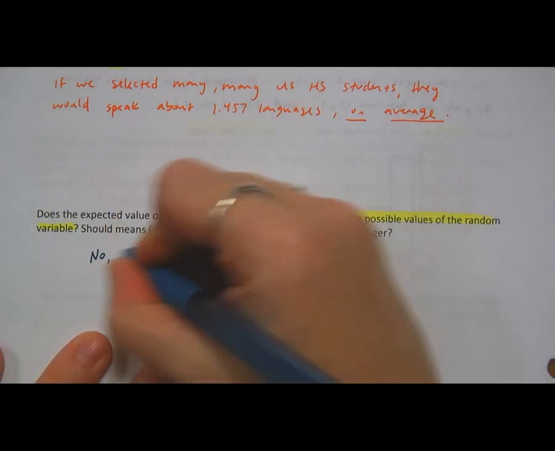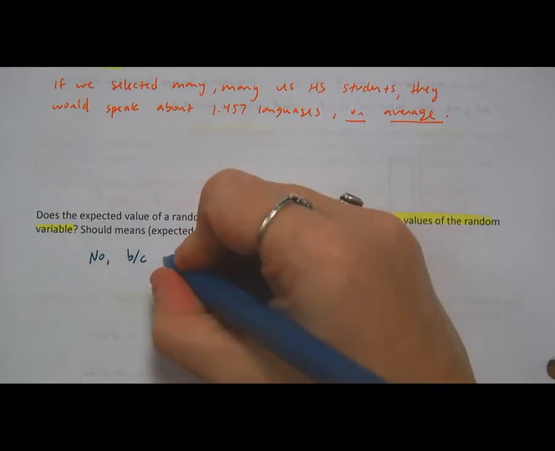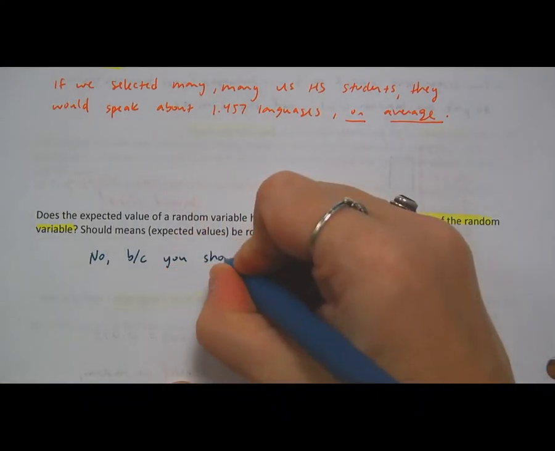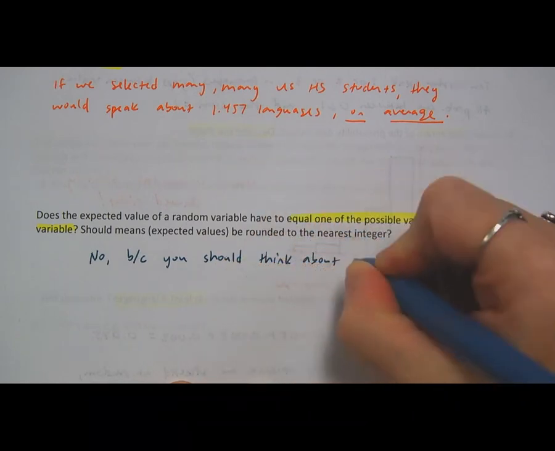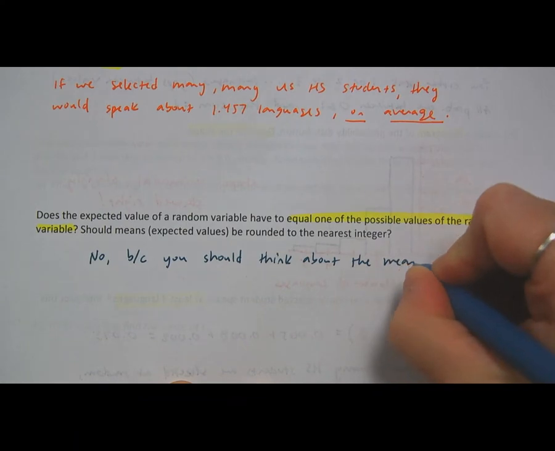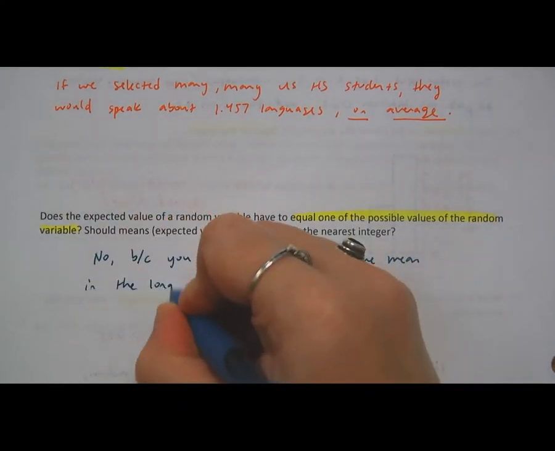You don't have to get a discrete answer just because we're dealing with discrete values. So just put no, because you should think about the mean in the long run.